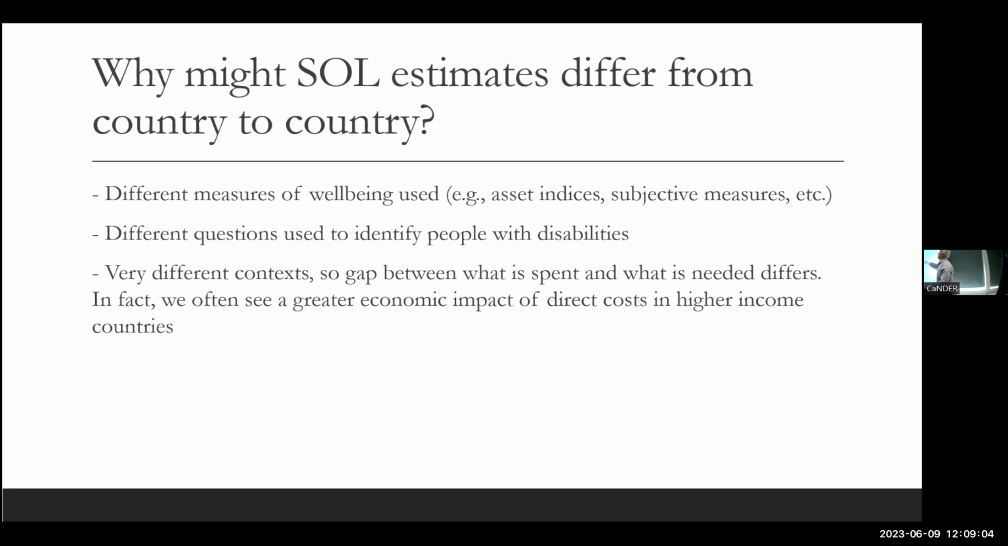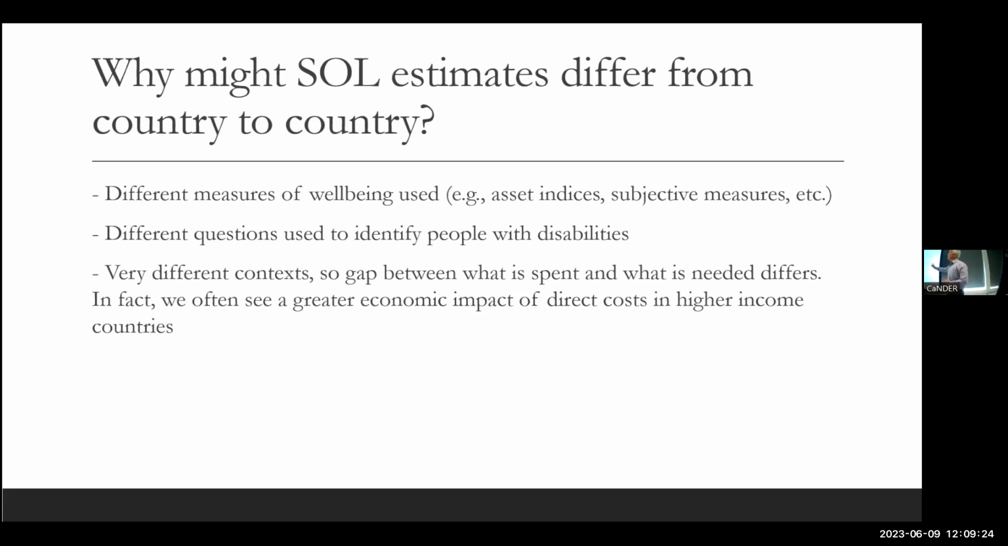Also, what questions did you use to identify people with disabilities? If in one survey I'm using the Washington Group extended set of questions, and in another survey I'm asking, do you have a disability? I'm identifying different groups of people, right? So I can't really compare country to country if I'm not identifying the same people.